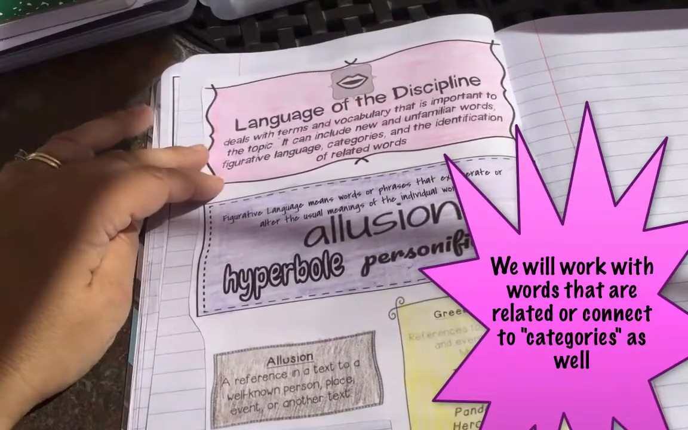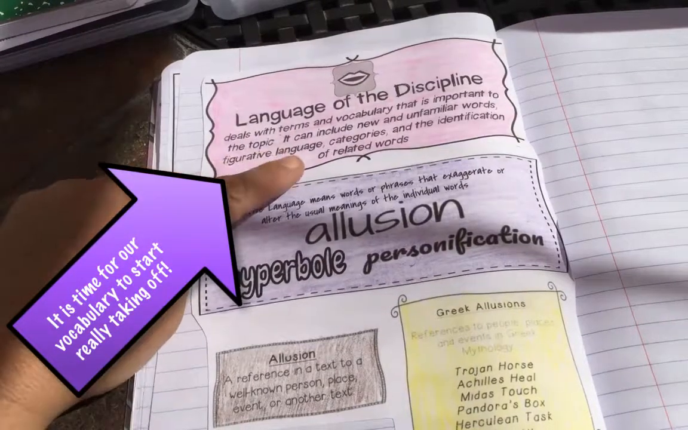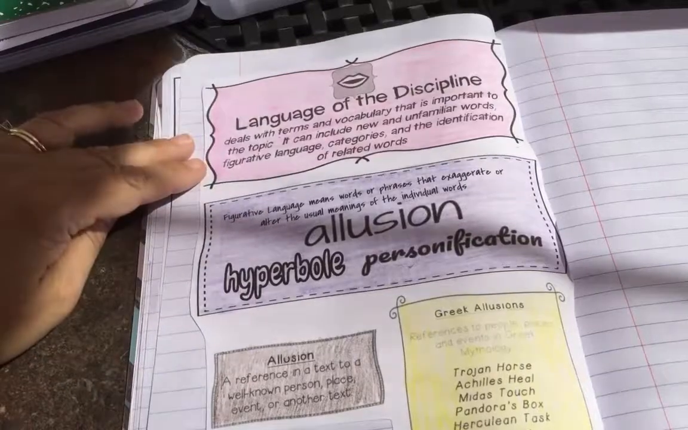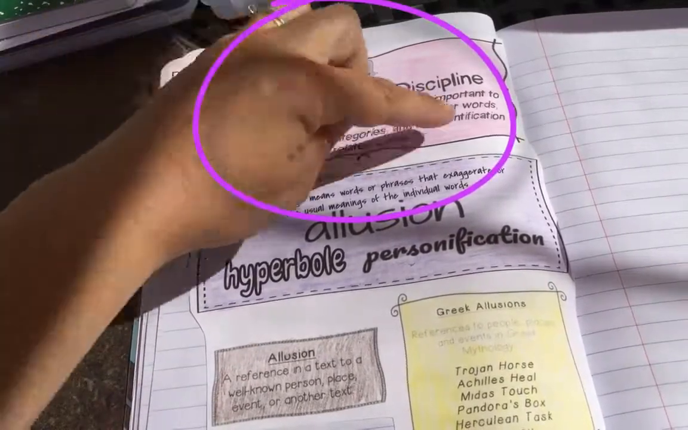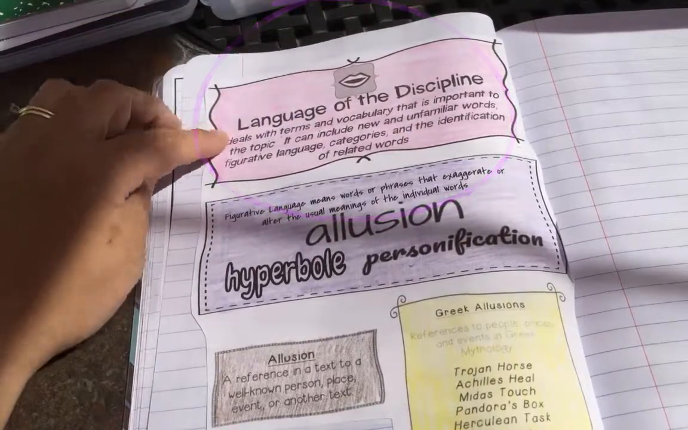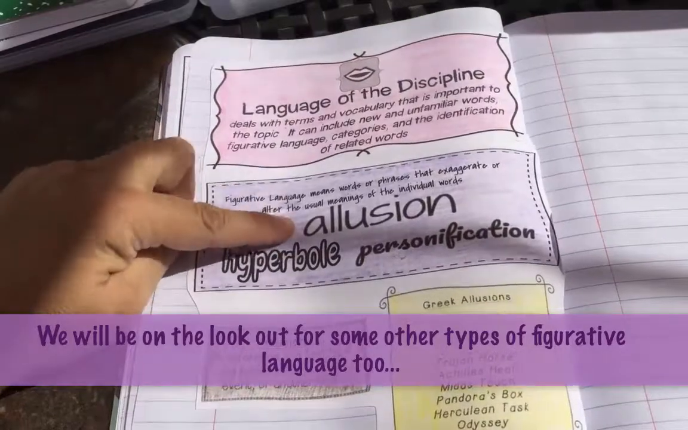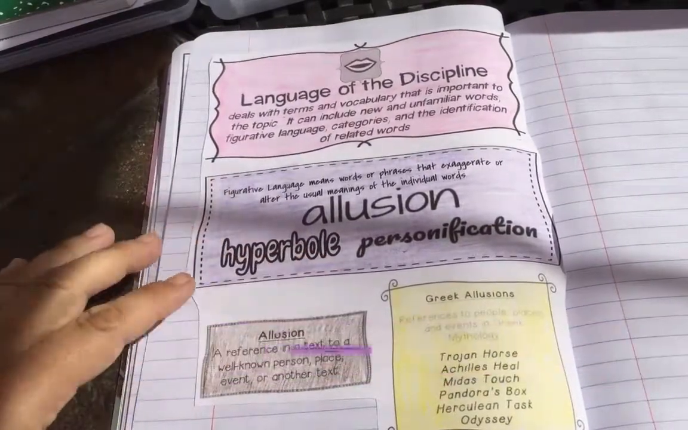So we're not just necessarily talking about an area or a domain, but it also can include new and unfamiliar words, figurative language, or categories of words and related words. So again, we're going to broaden our idea to language of the discipline. We're still going to explore figurative language, and in particular, we'll take a look at allusions, hyperboles, and personification.